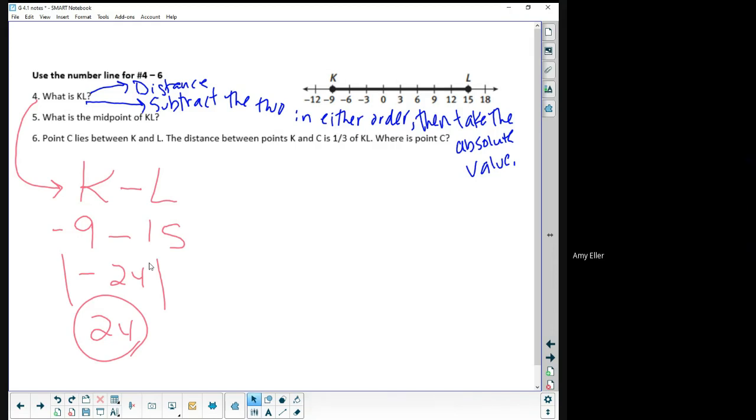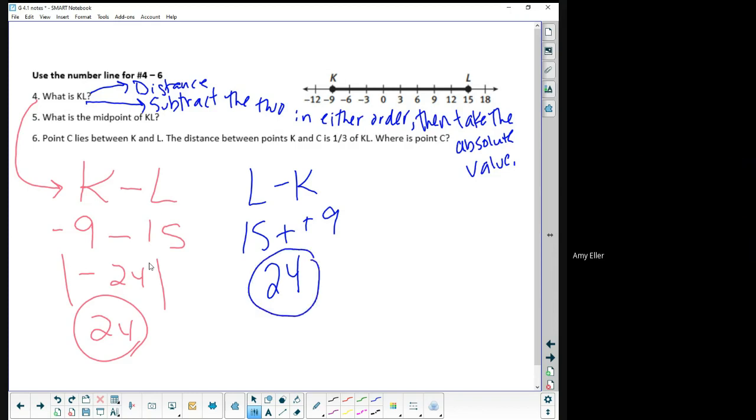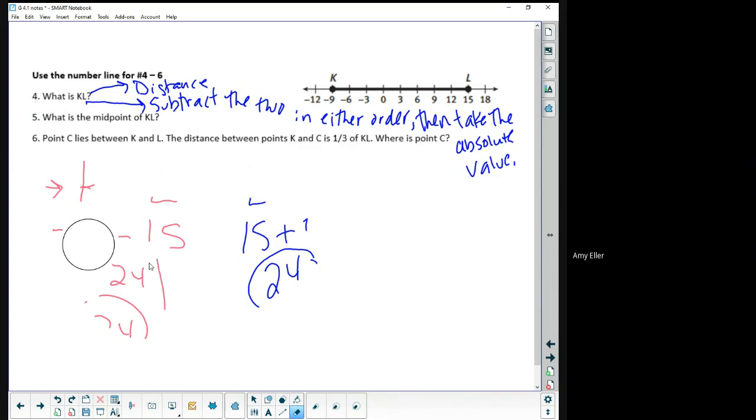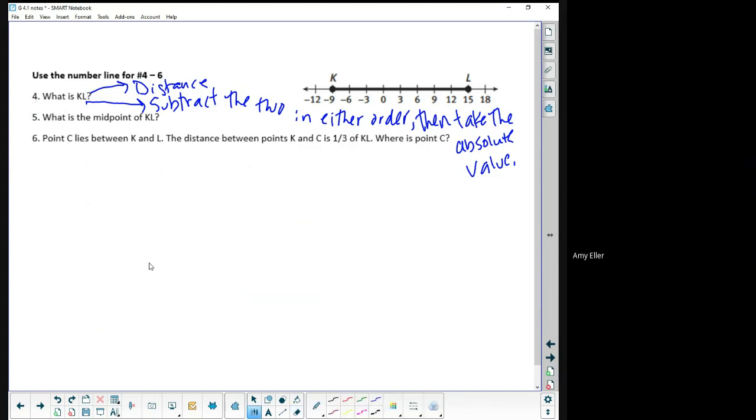I will do it in the other order. You don't need to write this down. Let's say I did L minus K. That would be 15 minus my K, which is -9. 2 negatives make a positive. That's 24. How far is 24 from 0 on the number line? 24. That's why I say not opposite, because I would hate for you to say negative. So that is how you find the distance between points. That works great if they're really far apart and you can't do it manually by just counting.